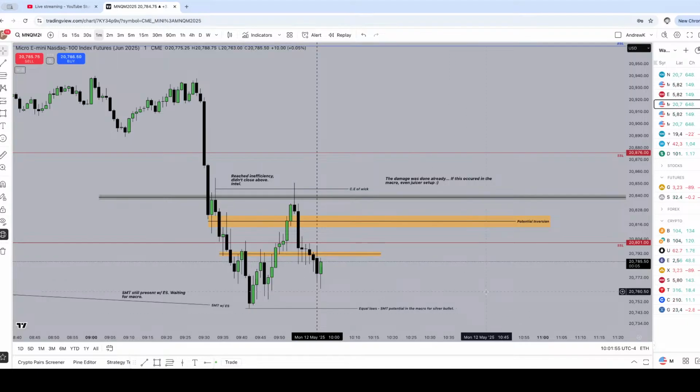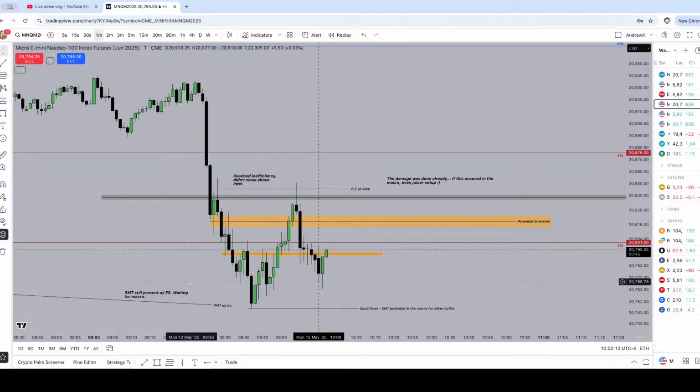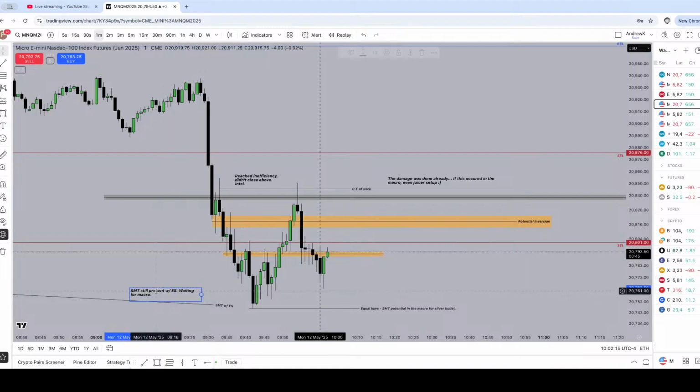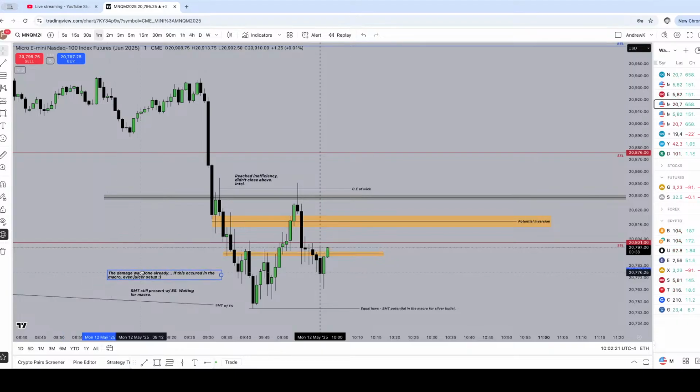Just being patient. We're going to wait for ES or NQ to take this low. Looks like ES is already wanting to push higher, so we're going to see what happens. If it's a signal that it doesn't want to go lower, we'll take that as intel, because this is still present. I'm just studying what's happening. Damage is already done.